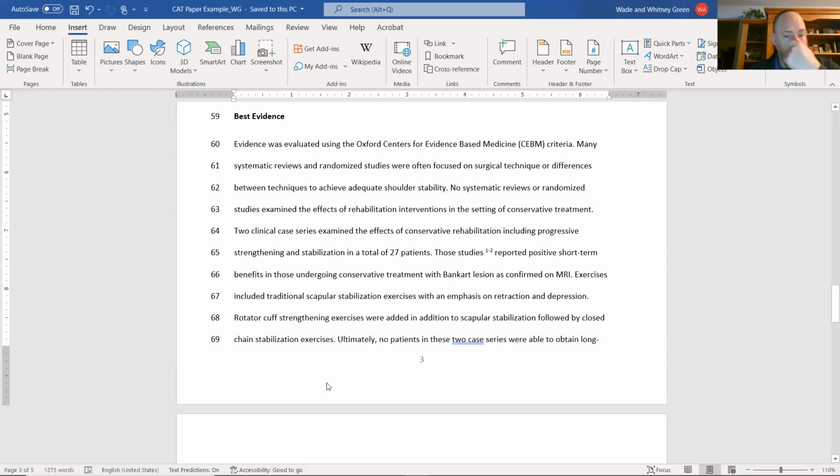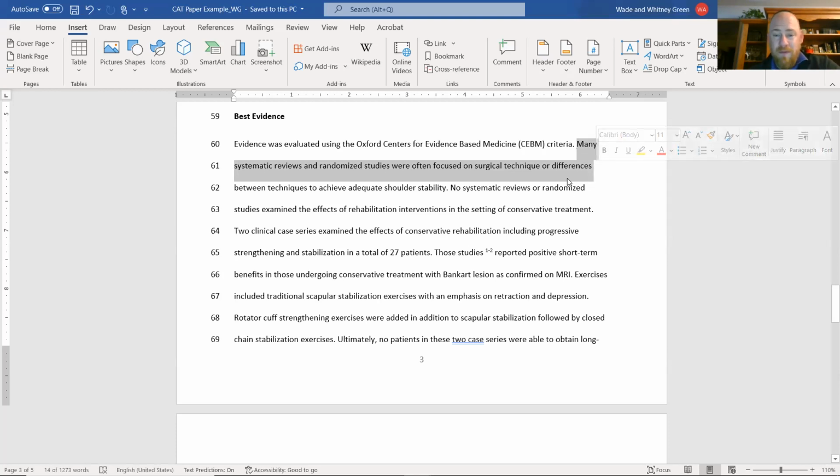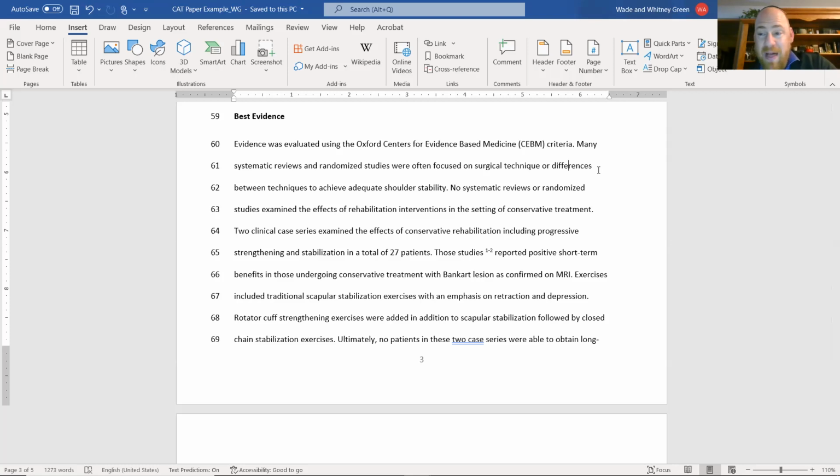So what I've done here, I just touch on here initially why I excluded the articles that I excluded. And I say, so many of the systematic reviews and randomized studies were often focused on surgical techniques or differences between techniques. So that ultimately tells me that the evidence here that I'm going to be utilizing is not level 1 because it wasn't based on systematic reviews.